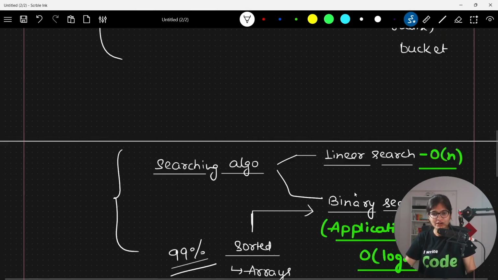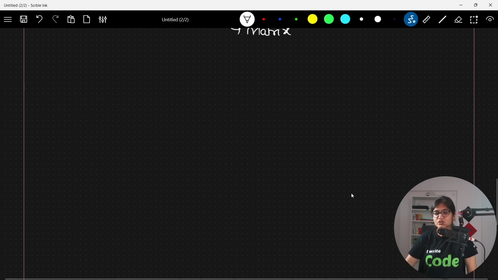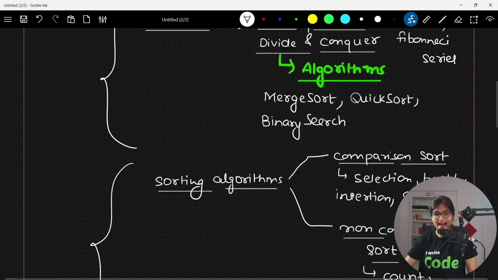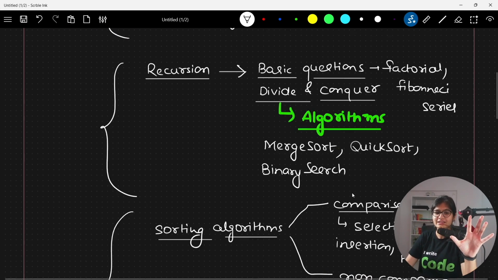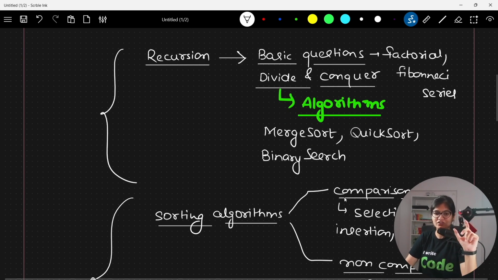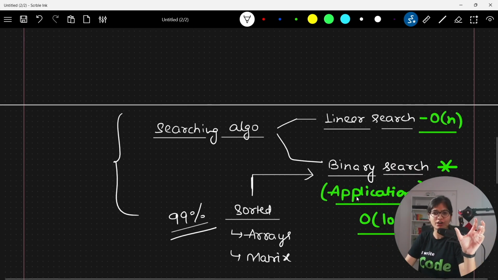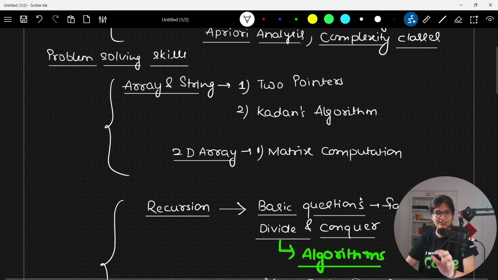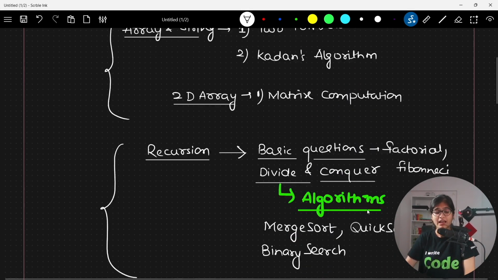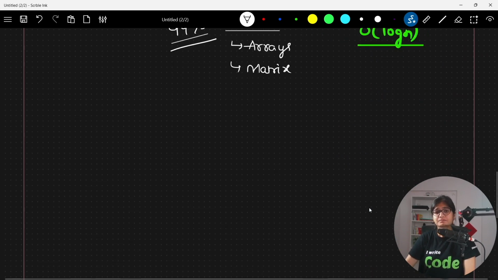After that, once you're done with the searching algorithm as well, until now we have dealt with only one data structure, which is arrays and strings. I haven't touched upon other data structures until now, because divide and conquer, the sorting algorithms, and the searching algorithms, you will be able to understand if you have an idea about arrays and strings in much depth. After that, it's time to talk about other data structures that we have.